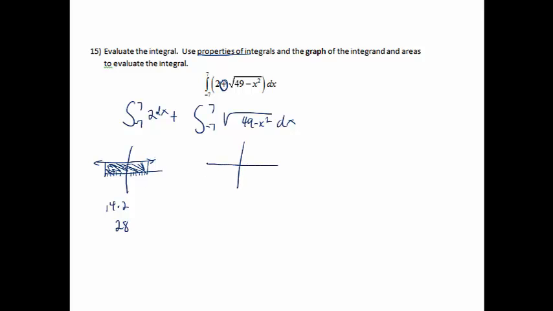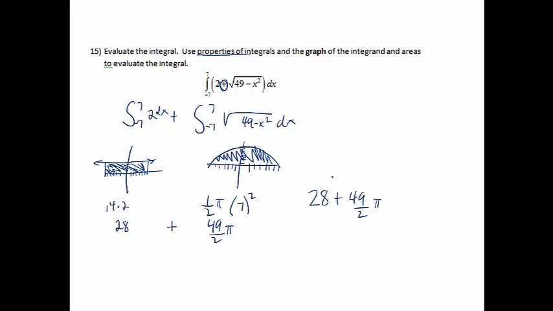Okay, to get this one, hopefully you're familiar with what the square root of 49 minus x squared is. It's just a half circle, and the radius will be 7. Looks something like that. It should look more circular, I suppose. So we're just finding the area under this. This is a half circle, so it's going to be half times pi times the radius squared. The radius is 7, so it'll be 7 squared. That will give us 49 halves pi. And now we just add those two together. So my final answer will be 28 plus 49 halves pi. And that will be the integral.